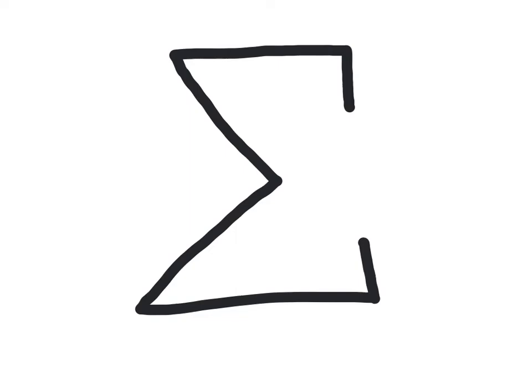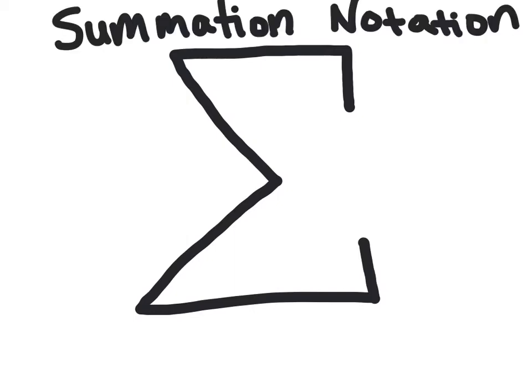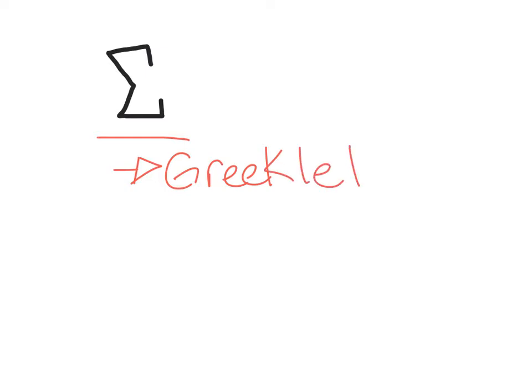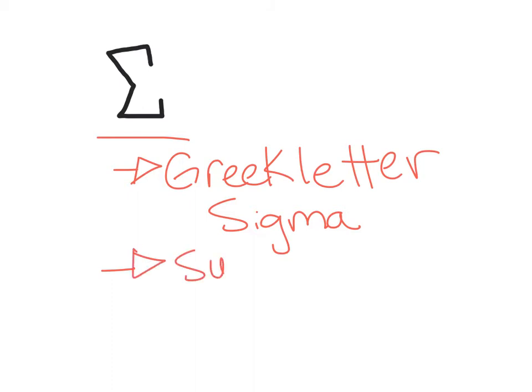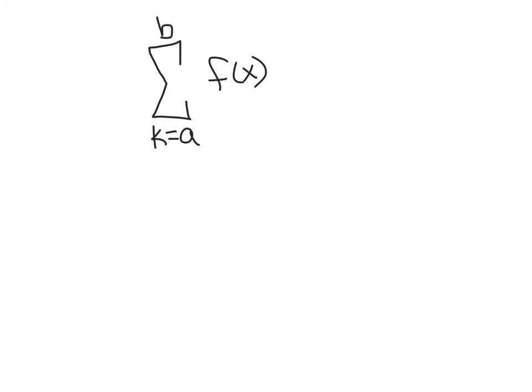Hello everyone, it's Miss Thomas, and today we are going to talk about summation notation. So what is summation notation? This letter here is the Greek letter sigma. And the Greek letter sigma means you are going to sum a series. In really mathy ways, this is what you'll see it as.